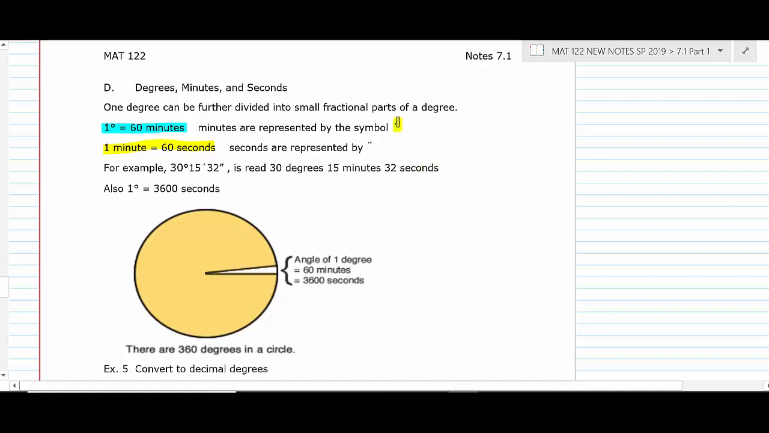Minutes are represented with an apostrophe, seconds with quotation marks. So if you had this, that would be read 30 degrees, 15 minutes, 32 seconds. So it's 30 degrees and a fractional part of a degree is what that means. The other thing you want to know is 1 degree is 3,600 seconds. Where that comes from is if you take 60 times 60, you get 3,600. So the idea is 60 minutes, 60 seconds, multiply the two things together, and 3,600 seconds make up a degree.